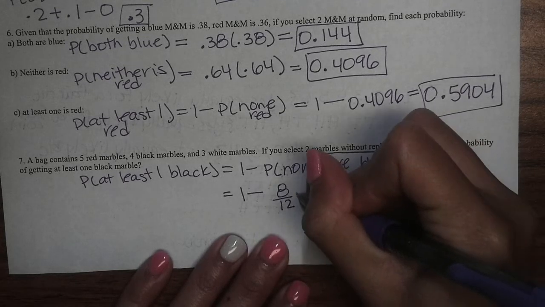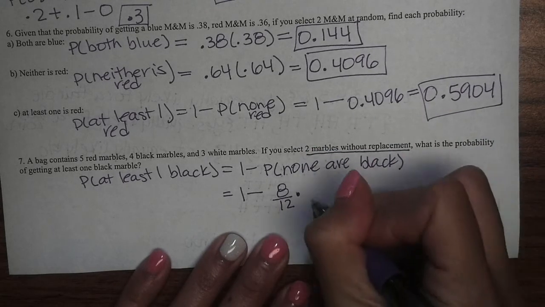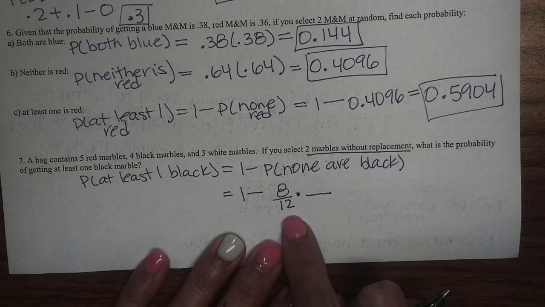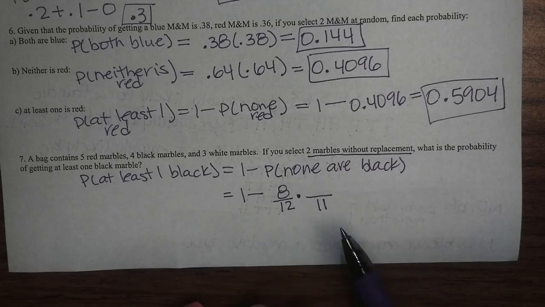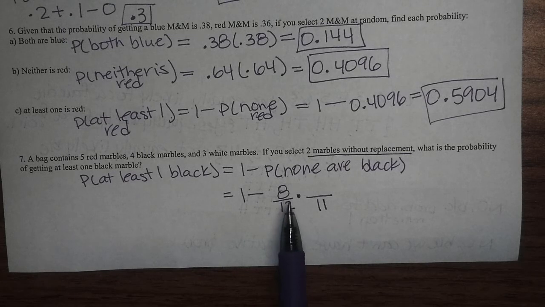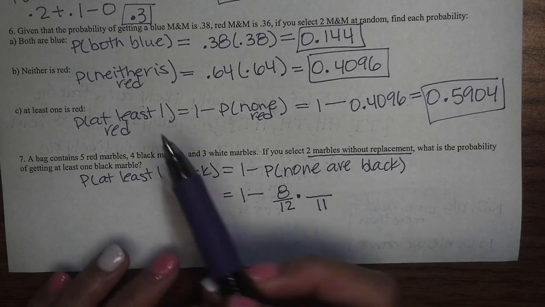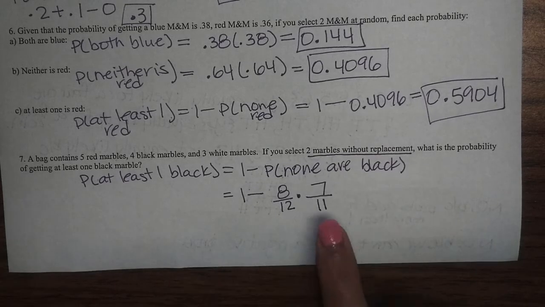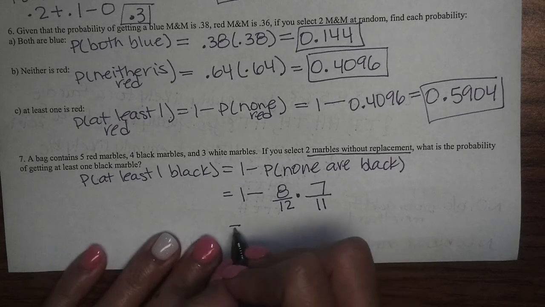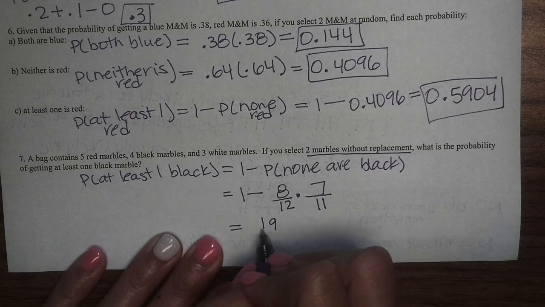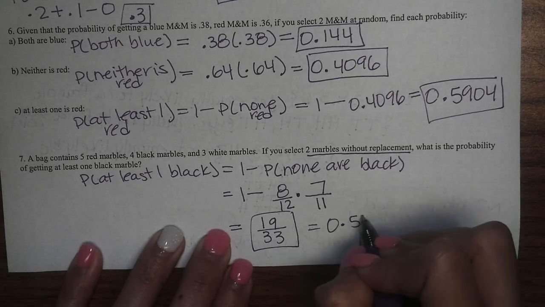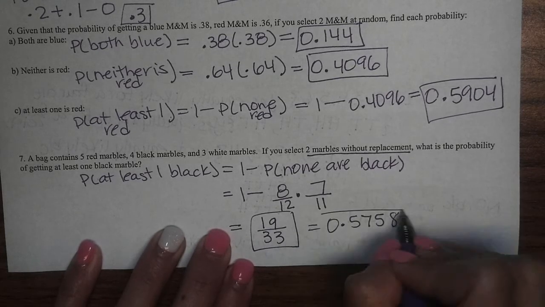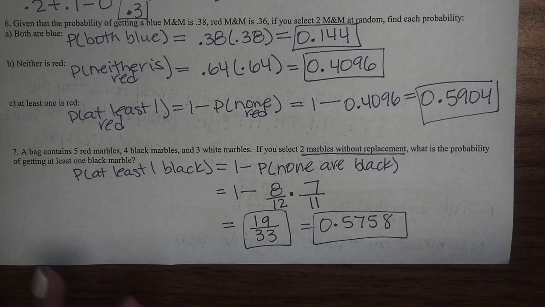However, for my second probability, since you're not replacing the marble, there's no longer 12 marbles in the bag. Now there's only 11 because we didn't replace it. And if the first marble was not black, then that means there's only going to be 7 not black marbles left in the bag. And so you would do 7 out of 11. And now if you simplify all that out, it comes out to be 19 over 33, which you can leave like that, or you can change it to a decimal if you prefer. Round to 3 or 4 decimal places, it doesn't matter. So now you need to practice your probability with the homework.